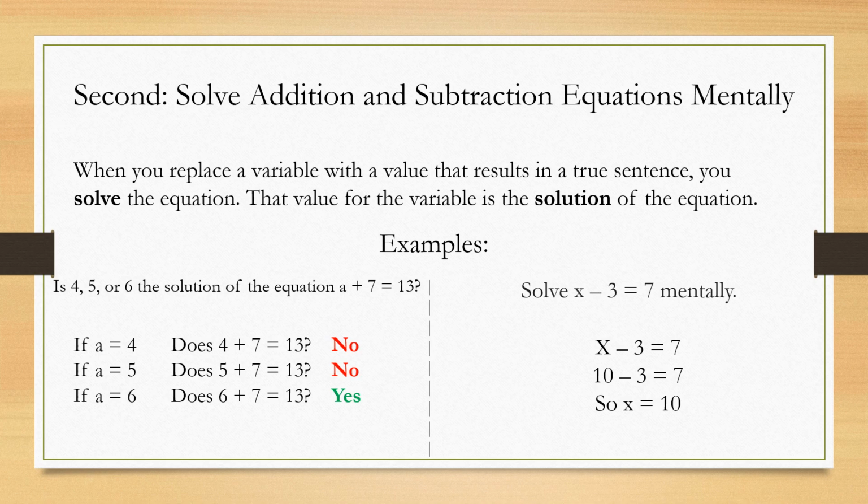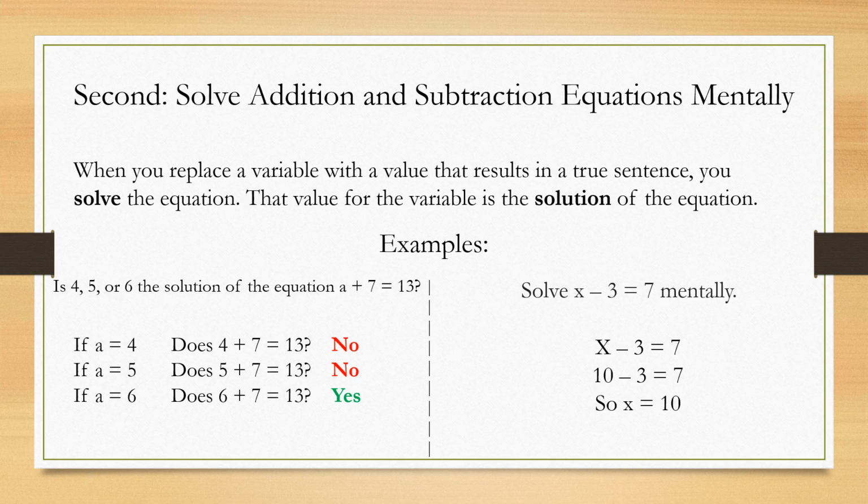So it's wrong. Let's go to the last value and replace the variable with this value. If a equals 6, does 6 plus 7 equal 13? Yes, it's a true mathematical sentence. So the solution here is a equals 6. Let's go to the second example. Solve x minus 3 equals 7 mentally.